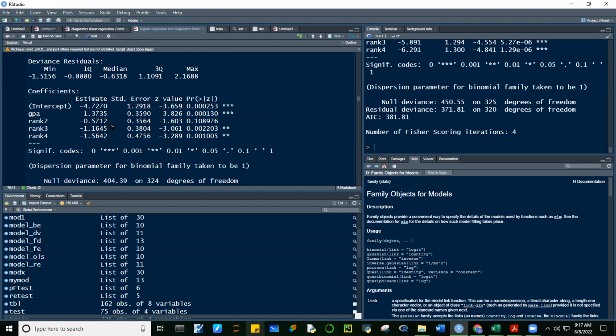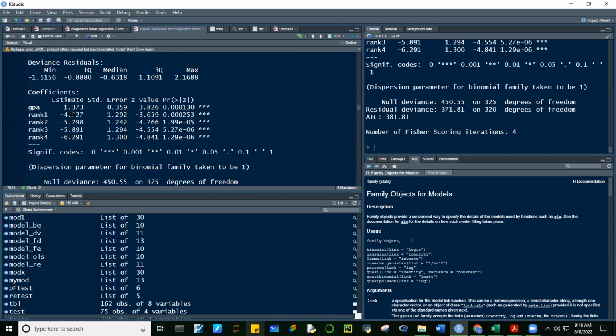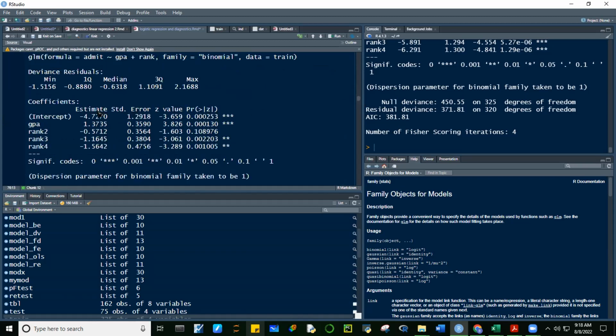Sino yon? That's rank 1 actually, no? Kasi hindi rank 2, hindi rank 3, hindi rank 4. So, sino siya? Si rank 1 siya, no? So, si rank 1, kaya nga yung intercept niya dito, yung slope niya 4.72, which is actually your intercept, no? So I hope you noticed that, no?